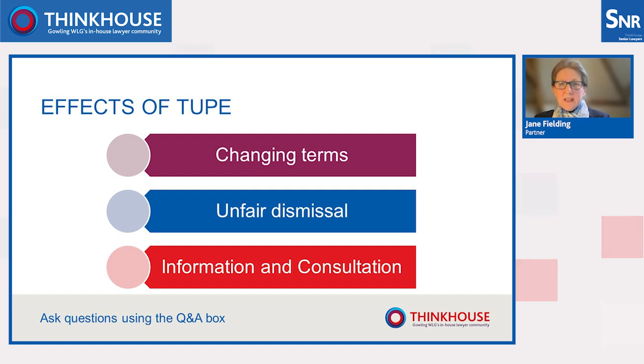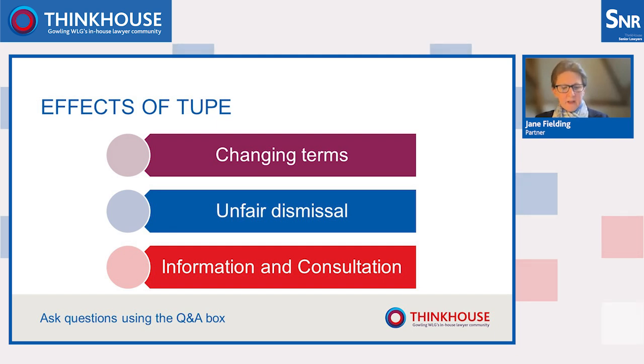Now, it can be saved from being automatically unfair if you can show you had an economic, technical, or organizational reason for the dismissal, which involves a change in the workforce. That's either a change in the headcount, so a reduction in numbers, or a geographical relocation. If you have that, it's not automatically unfair, but you look back at normal unfair dismissal principles. So that's a pretty valuable protection.